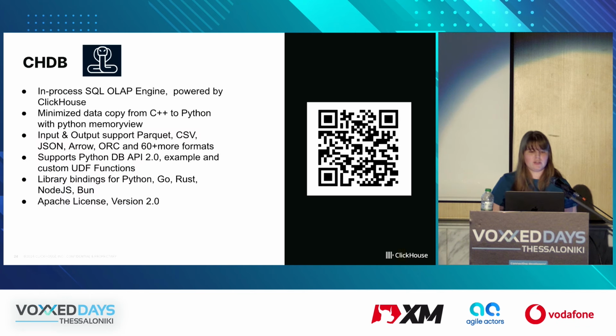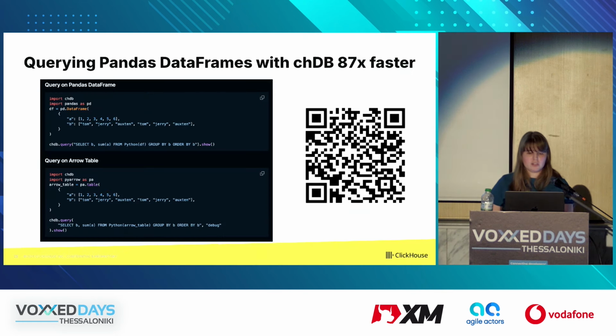Now, one thing I did want to mention is chDB, which is a SQL OLAP engine. It is powered by ClickHouse in that they bought it about a year ago, but before then it was completely built from the ground up by their own engineering team. They now work at ClickHouse, very nice people. Basically, they minimize data copy from C++ to Python with Python memoryview. This is just the docs here; that's what the QR code on the side is. One thing I wanted to show off is an article that goes over this: they make querying with Pandas data frames with chDB about 87 times faster than if you were just to do it in a plain data frame.